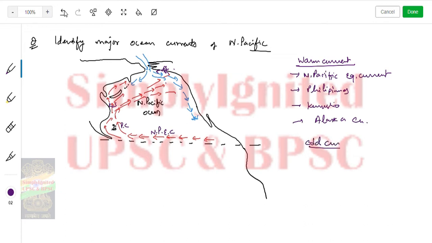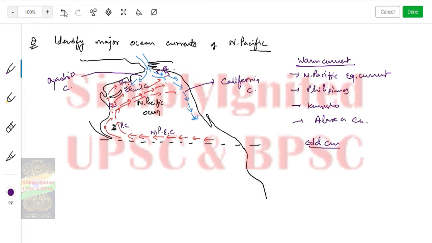What are the cold currents? This one, let me mark it here: Oyashio, California. The Oyashio current and the California current. There's one more; this will come like this and will go inside also. So this is the Kuril current.